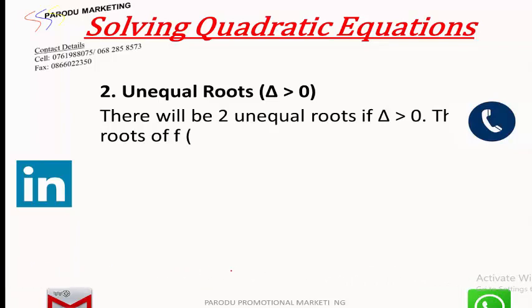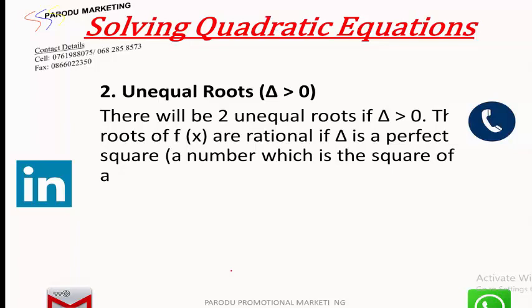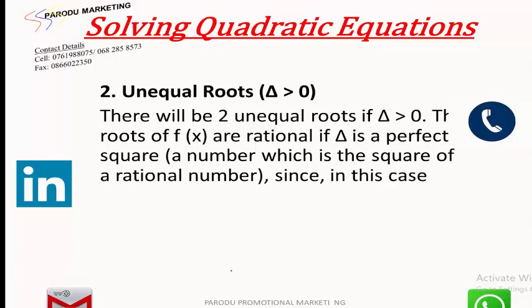The roots of the f of x. So there will be 2 unequal roots, right? The roots of f of x are rational if the discriminant is a perfect square, a number which is the square of a rational number. And they will be irrational if it's not a perfect square, right?